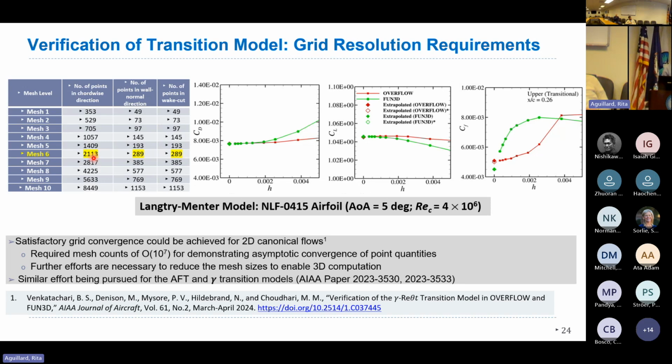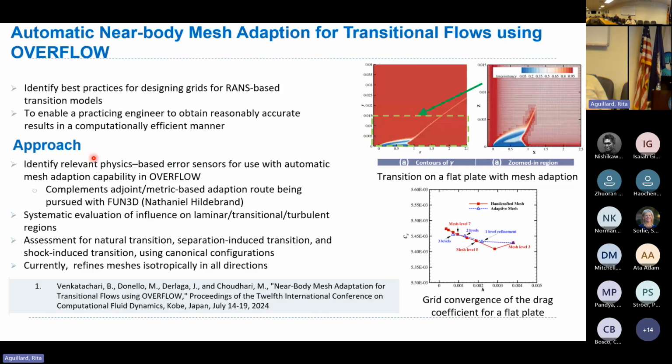Whether that is feasible for a practicing CFD engineer is one of the questions we're trying to address through mesh adaptation, because we need large grids. Can you somehow reduce the grids, and without prior knowledge, make the solver insensitive to that and get the right result? So there are two approaches. Nate is going through adjoint-based adaptation as well as metric-based, unstructured adaptation in the Fun3D route. In Overflow, we are going through Cartesian AMR type adaptation, but more like solution-based adaptation rather than adjoint, because we don't have that capability.